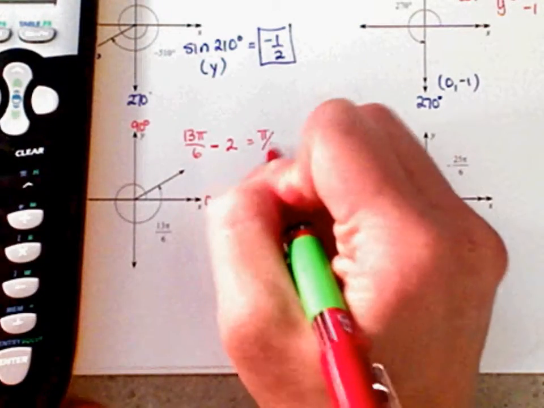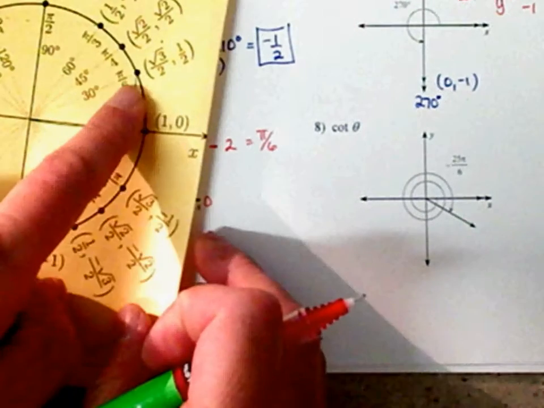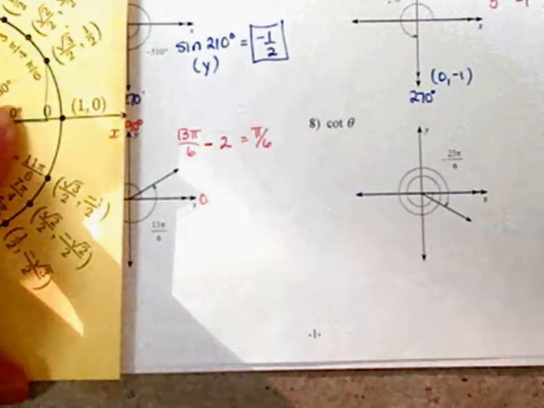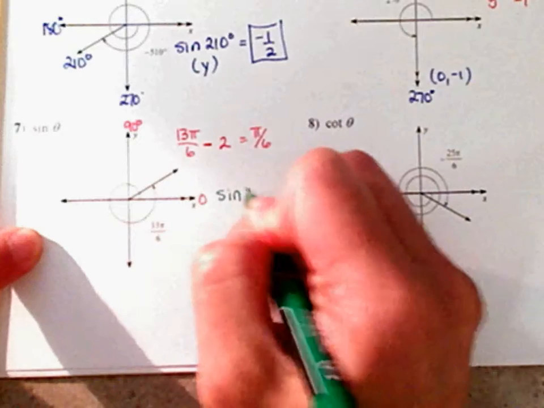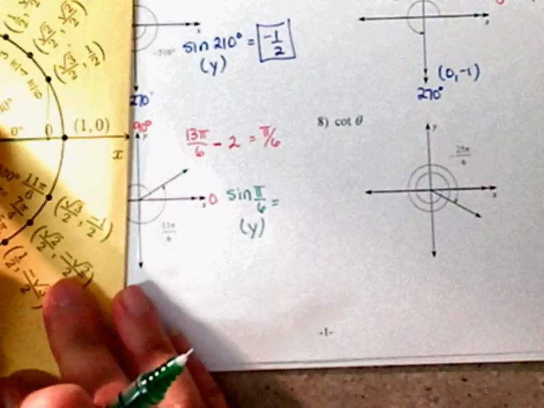Right there. All right, so take a look at pi over 6. Where's pi over 6? Same thing as 30 degrees. Okay? So I want sine of pi over 6, and your sine is always your y value. So at pi over 6, my sine is 1/2.